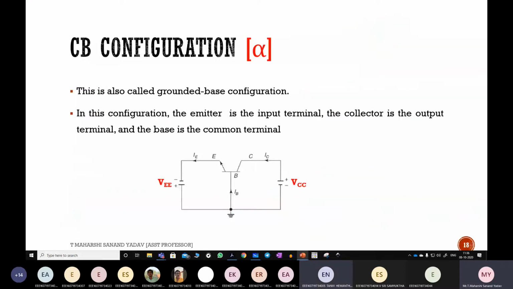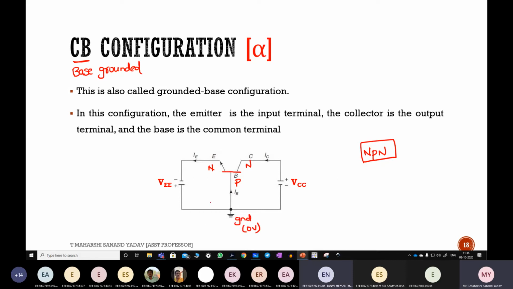Say this, CB configuration, common base. Is this NPN or PNP? Identify the type of transistor. NPN. See, the direction is from P to N and it is on the emitter. So the transistor which I'm using is NPN. Next, as it is common base, which one should be grounded? Base should be grounded. See, that's why I've connected the base to ground, which is nothing but 0 volt.